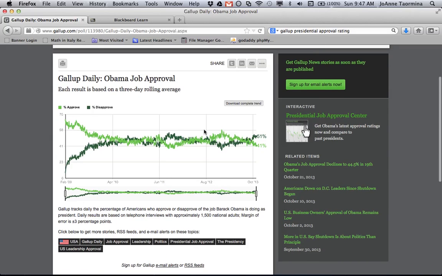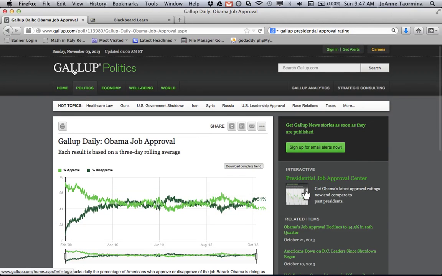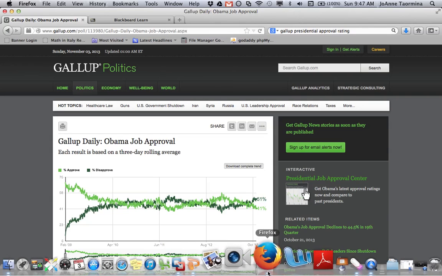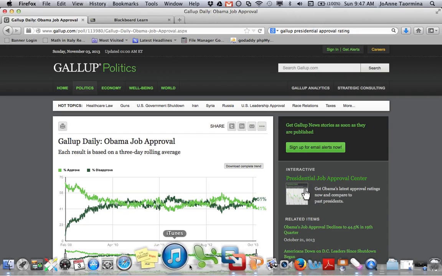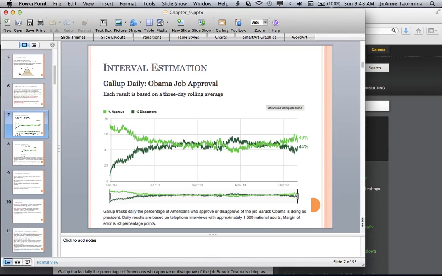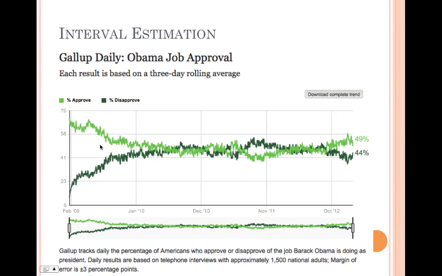So you can find lots of other things at Gallup.com. They're an organization that does polling, and there's political polling, and there's economic polling, and you see these tabs at the top, well-being and world. There's lots of information that you can look up here and find interesting or possibly use for your purposes. So going back to this older slide, an older approval rating, but the concept still is the same. What we're going to do is examine that margin of error.